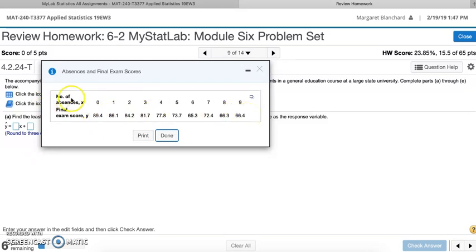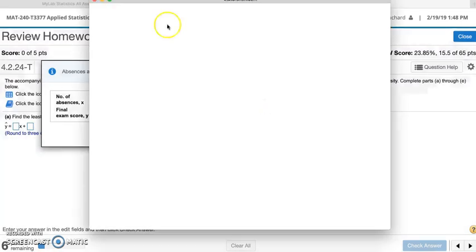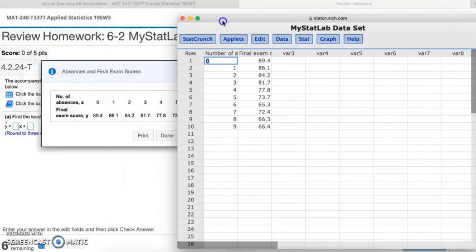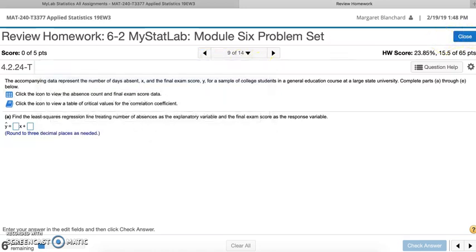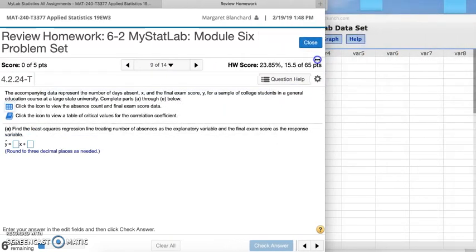Now I'm just going to point out something. See how X is increasing from 0 to 9, and the final exam score is decreasing. That's what we would expect. We would expect that the more absences you have, the worse you would do on the final exam. It's not always the case, but it is the expected. So that already tells us we're thinking we're going to have a negative correlation. So let's open this up in StatCrunch. A lot of times it helps to think about this intuitively before you go too deep into the problem, so you know what results to expect.